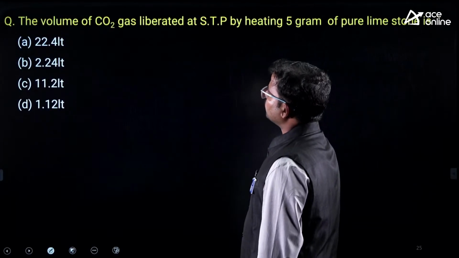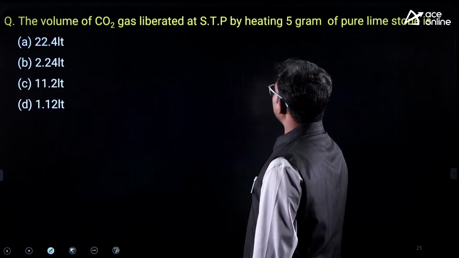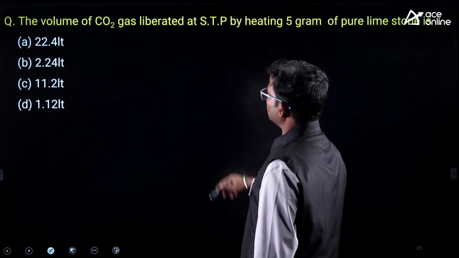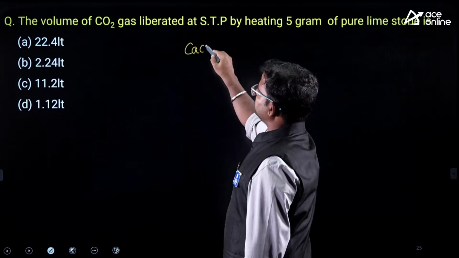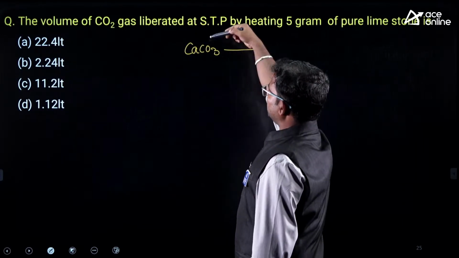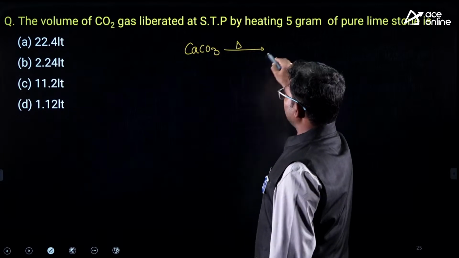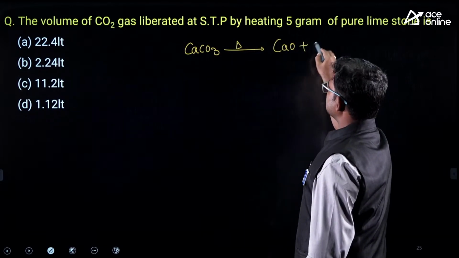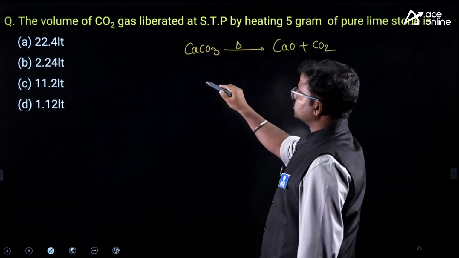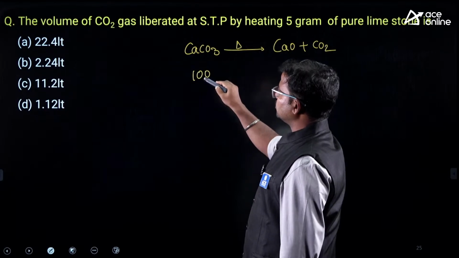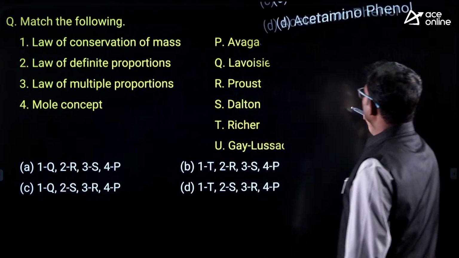So the volume of carbon dioxide gas liberated at STP by heating 5 grams of pure limestone. Suppose, guys, you consider calcium carbonate. When it is heated, what do we get? Calcium oxide plus carbon dioxide. So what is the mass of carbon dioxide? We already know that, we already solved it here, no?